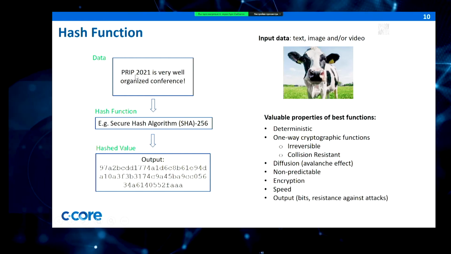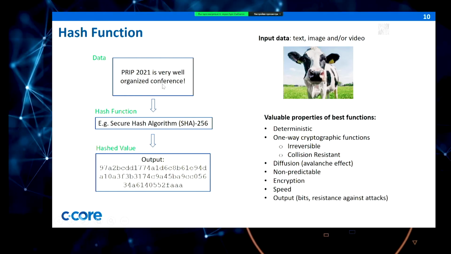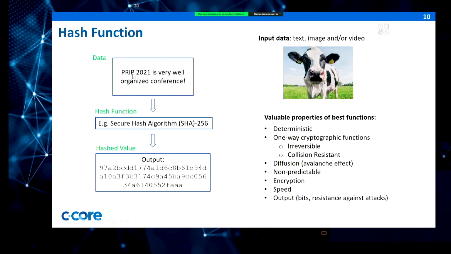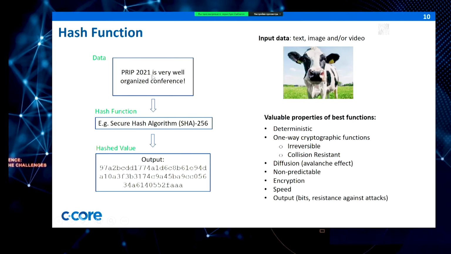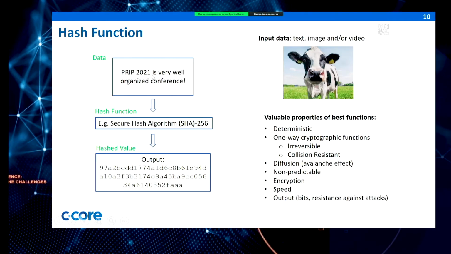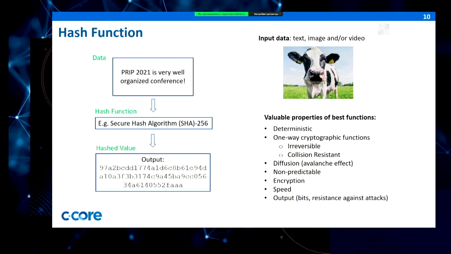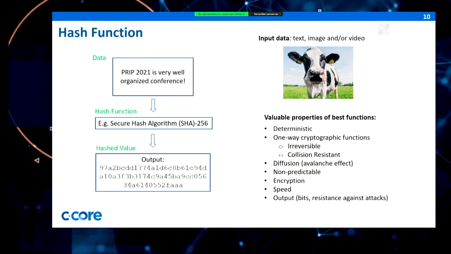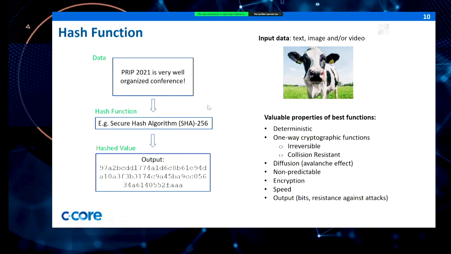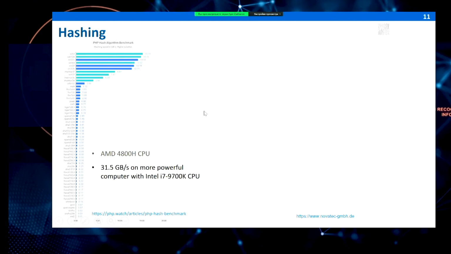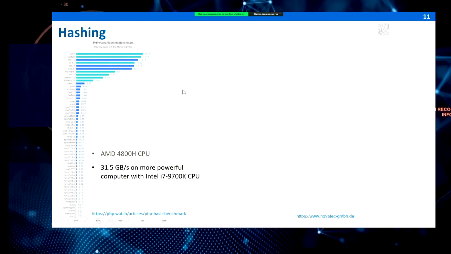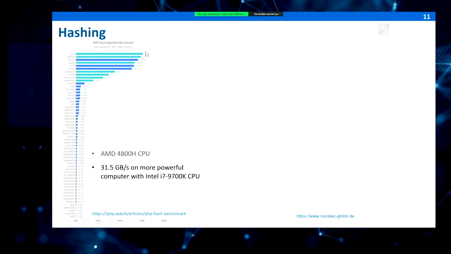If you make a small change in the message, for example, we remove the space between PRIP and 2021, please look at what happens with the output. You see, it changed dramatically, completely. It's called the avalanche effect. So you can see the speed performance of different hashing algorithms.